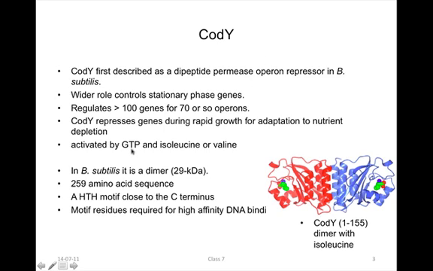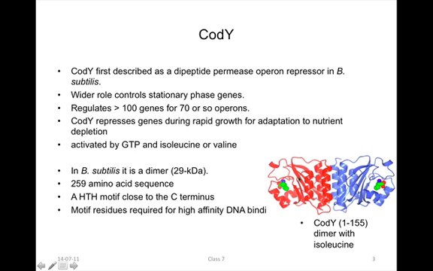CodY is sometimes activated by GTP, isoleucine, valine, the branched amino acids. In Bacillus, it's activated by GTP. They haven't figured out if GTP works in S. mutans. For the tests they've done, they couldn't show that. But they could show that isoleucine and valine are both active in it. In Bacillus, this protein is a dimer. It dimerizes. It shows the helix-turn-helix with a C-terminus wing shown here at the bottom.